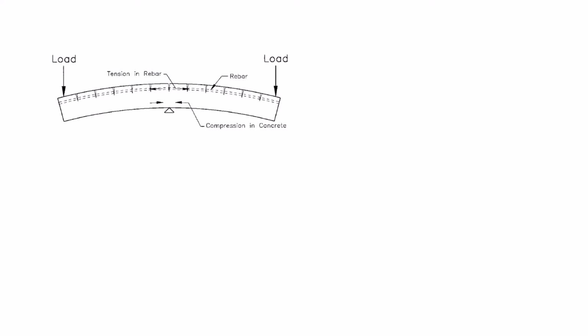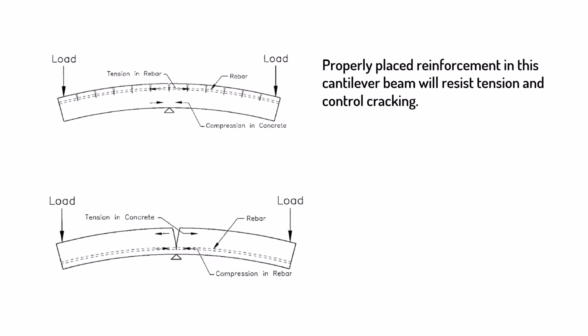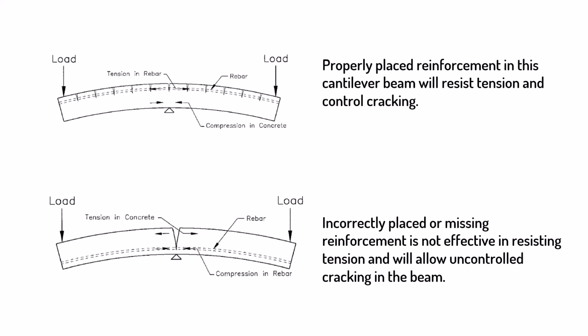This figure shows a properly placed reinforcement, that is, the tension rebars in the cantilever beam, which is provided to resist tension and also control the cracking. This figure shows the incorrect placement or the missing reinforcement for a cantilever beam. There is no reinforcement provided for the tension part of the concrete. So this is not effective in resisting tension, and this will allow uncontrolled cracking to happen in the beam.